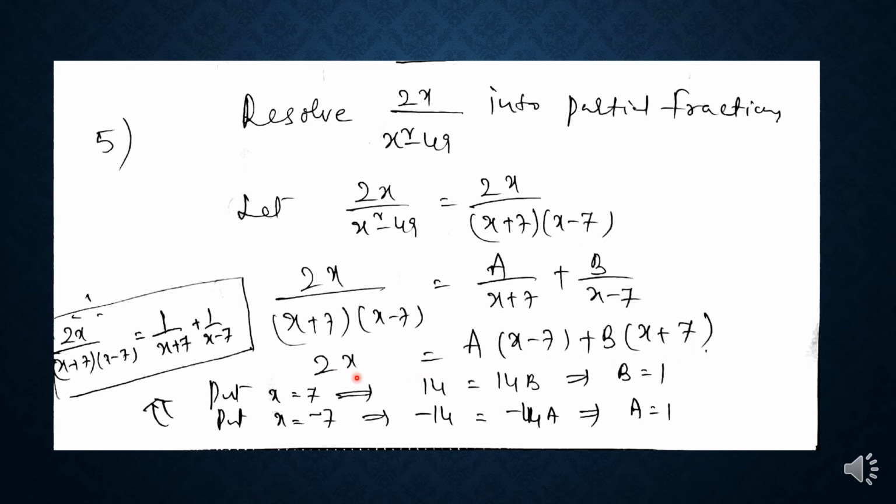2 into 7, that is 14, is equal to a into 7 minus 7, that becomes 0, a into 0 is 0, plus b into 7 plus 7, that is 14b. 14 is equal to 14b, that is b is equal to 1. Thus we got the value of one constant, that is b is equal to 1.